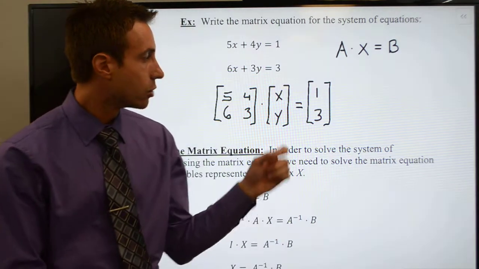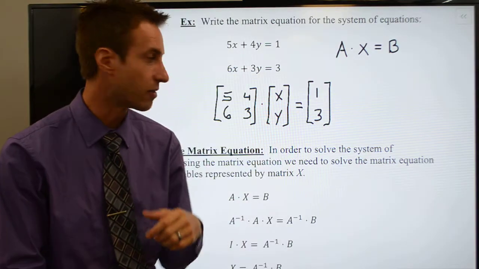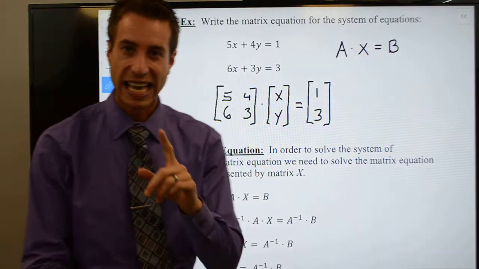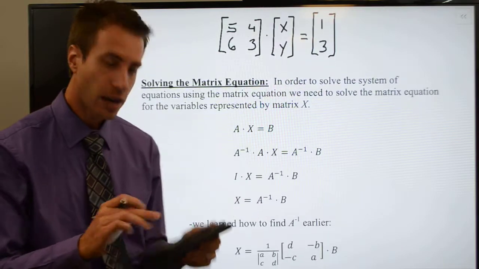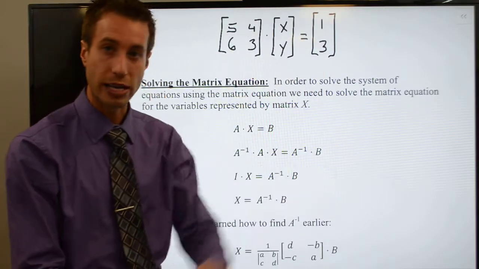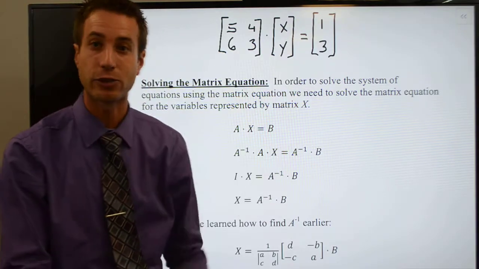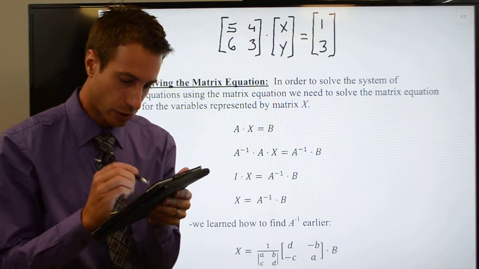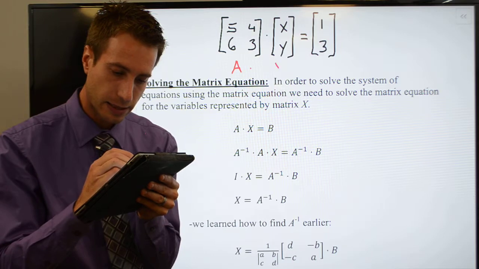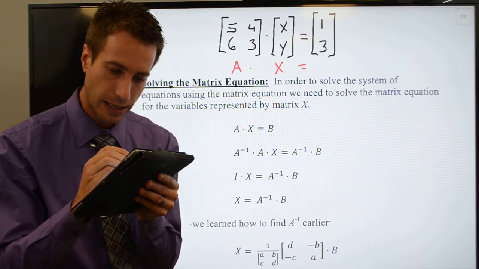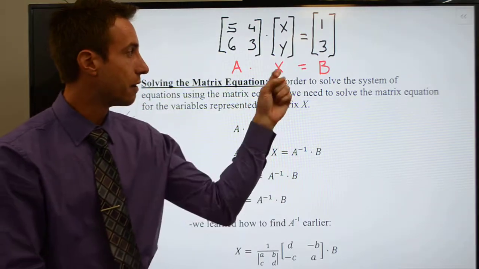I have to solve this matrix equation, because I'm trying to solve the system of equations. I need to solve for x and y. Here's how we're going to do that. I've got this matrix equation, and I need to get this guy right here by himself. Remember, this is matrix A. In fact, let me write it right below it, just so we have this as our visual cue. A times x is equal to B, and I need to solve this matrix equation for x.